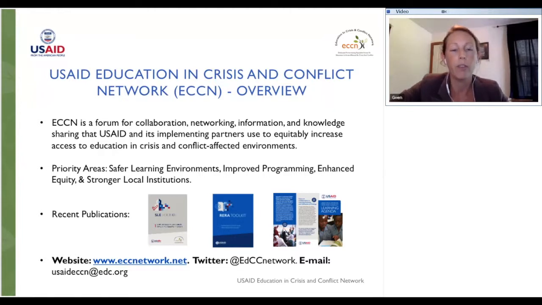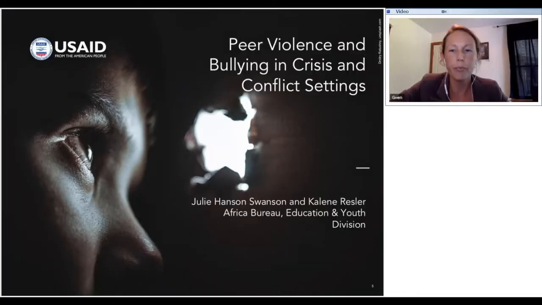You can also visit our website, eccnetwork.net, for more information and follow our Twitter handle below. There's just a couple other updates I want to share with you before we get started. We're finalizing a white paper on humanitarian development coherence. We'll have that document in early fall. And we're also planning a training with the Accelerated Education Working Group that will be in Uganda in November. So with that, I'm going to pass it along to our first presentation, and then we'll join you later for questions and answers.